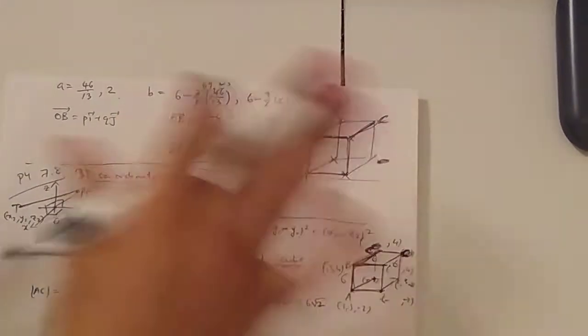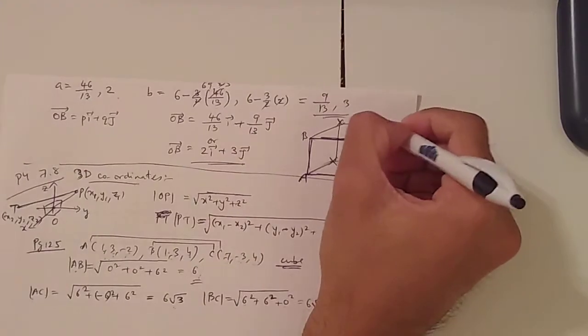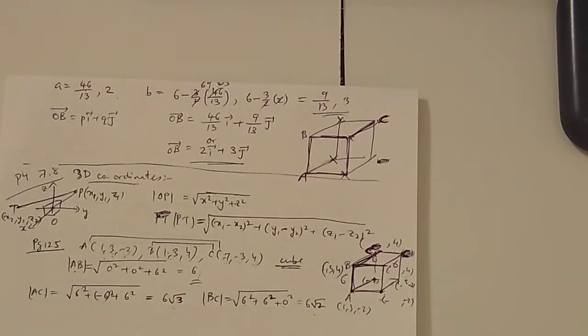We do not need to worry about the exact orientation, which way x is pointing, which way y is pointing, which way z is pointing. As long as you can get a rough figure, it's okay. So C is definitely this point over here, and it is the point across B.